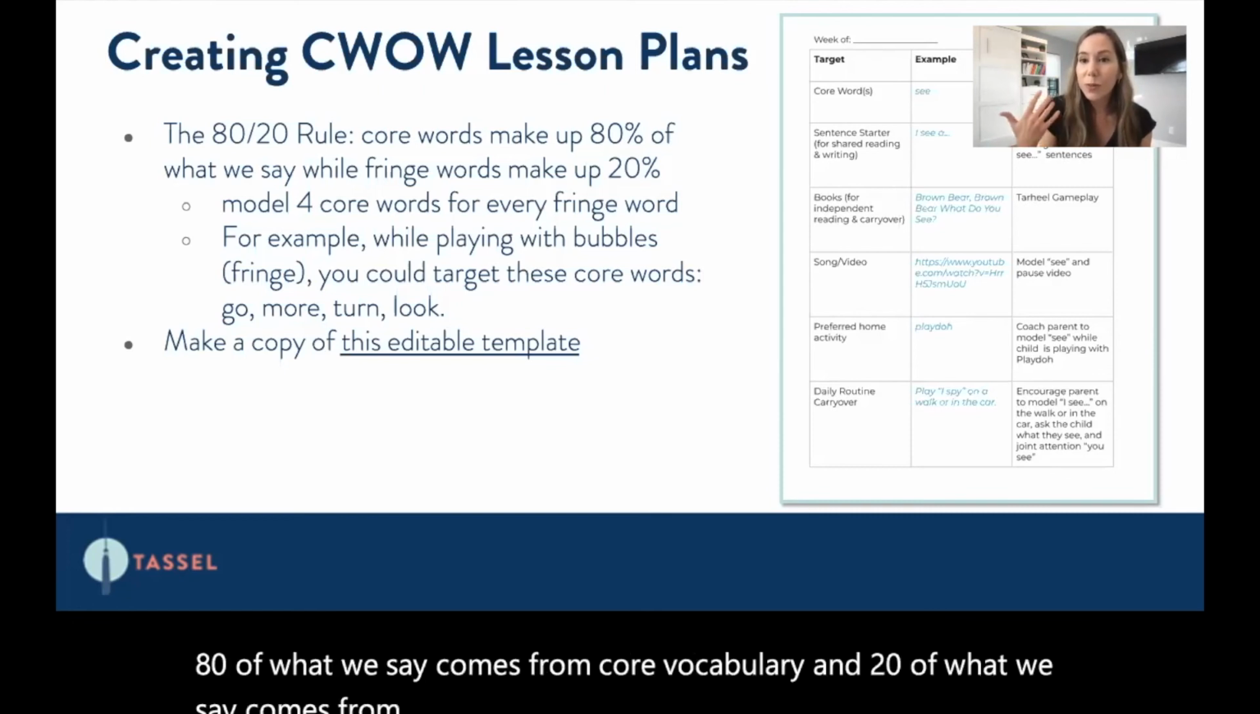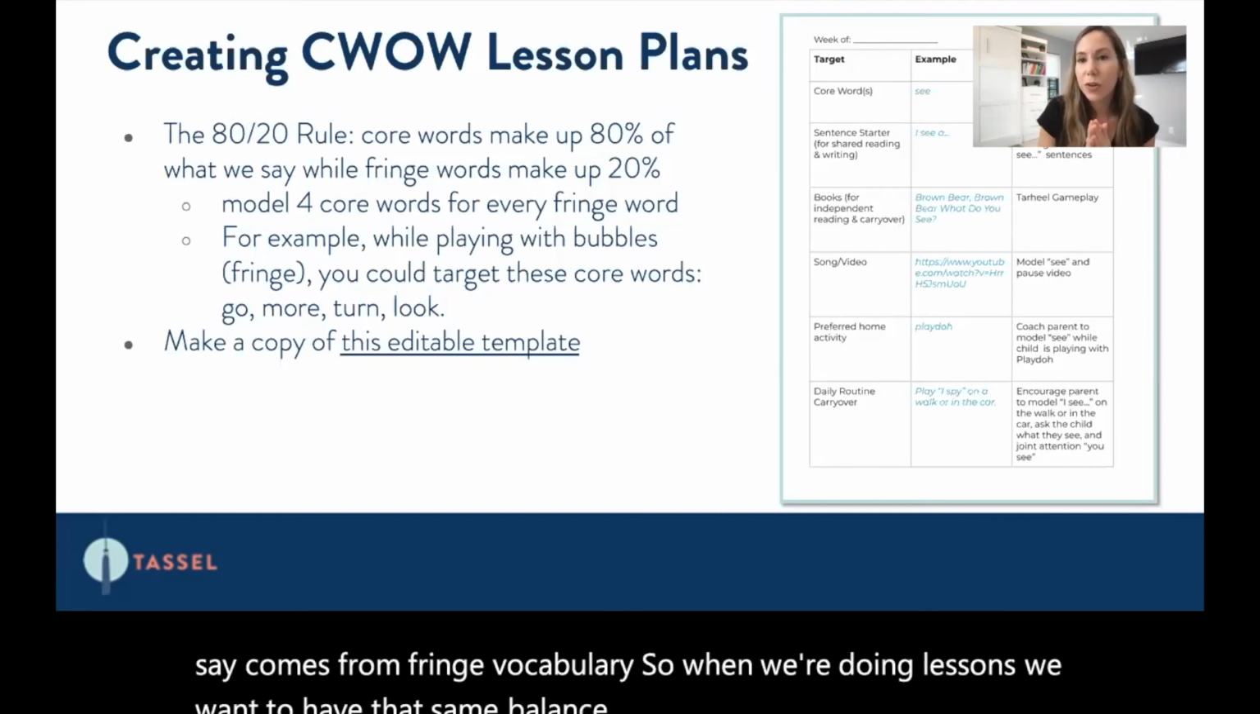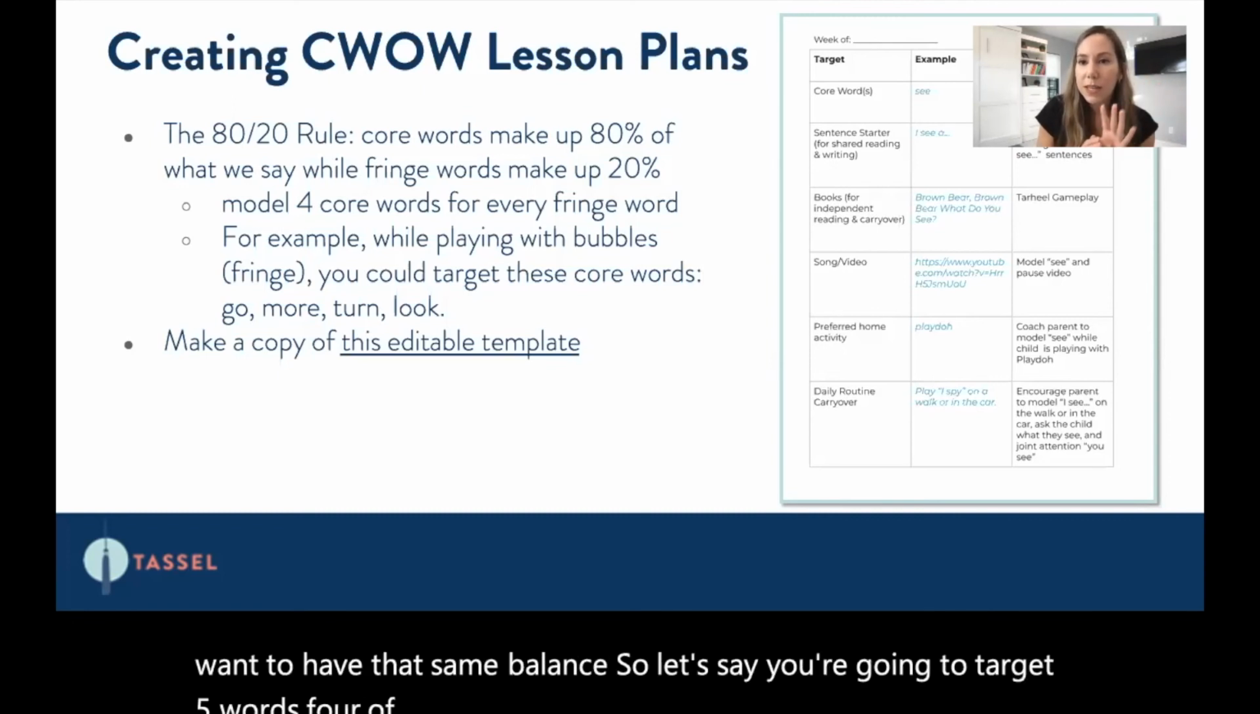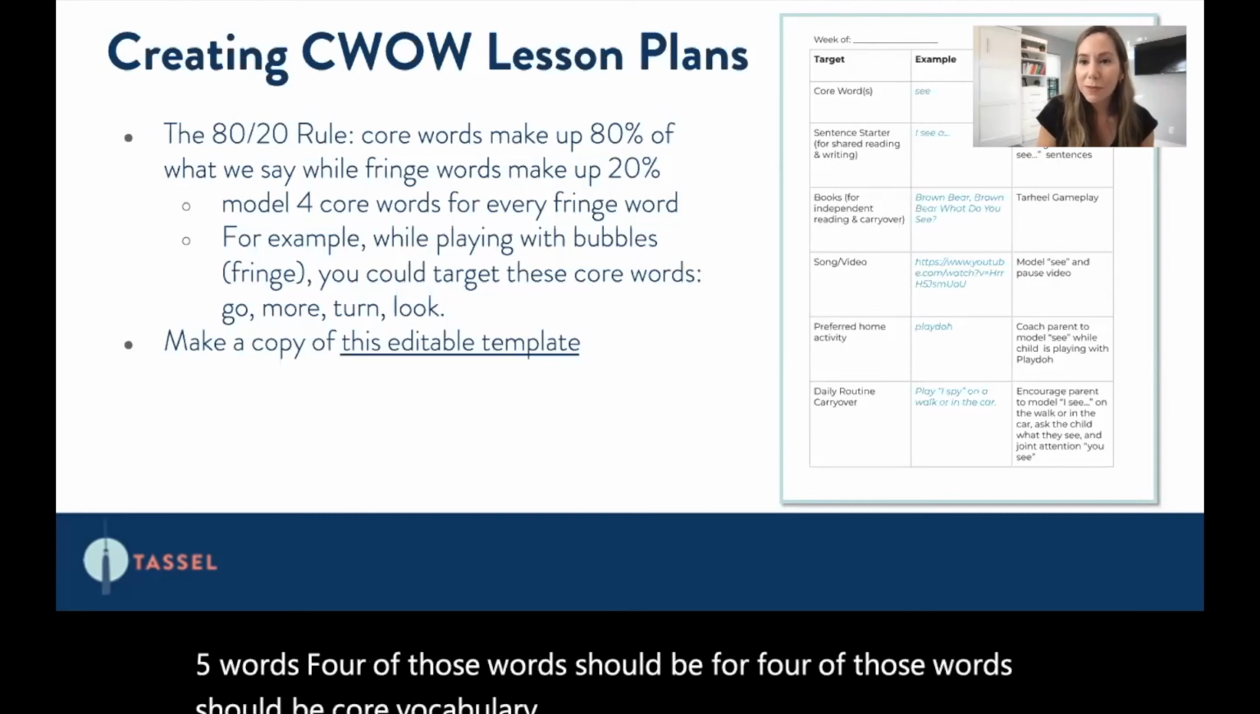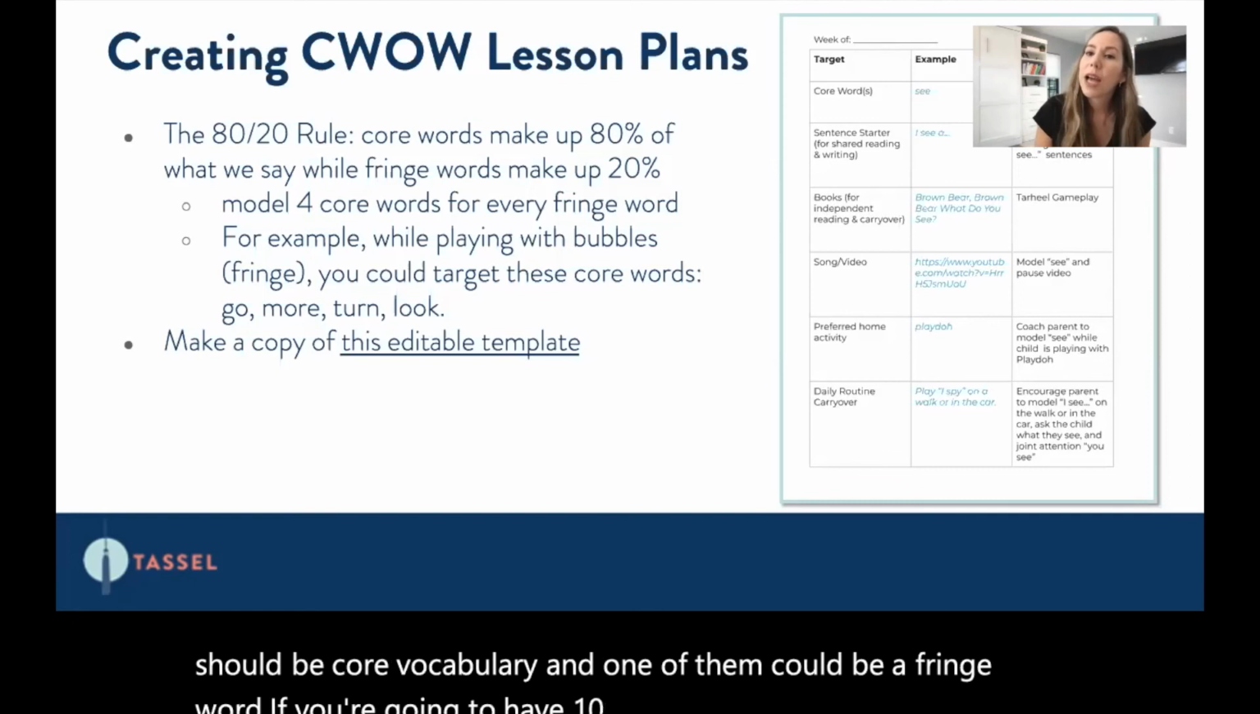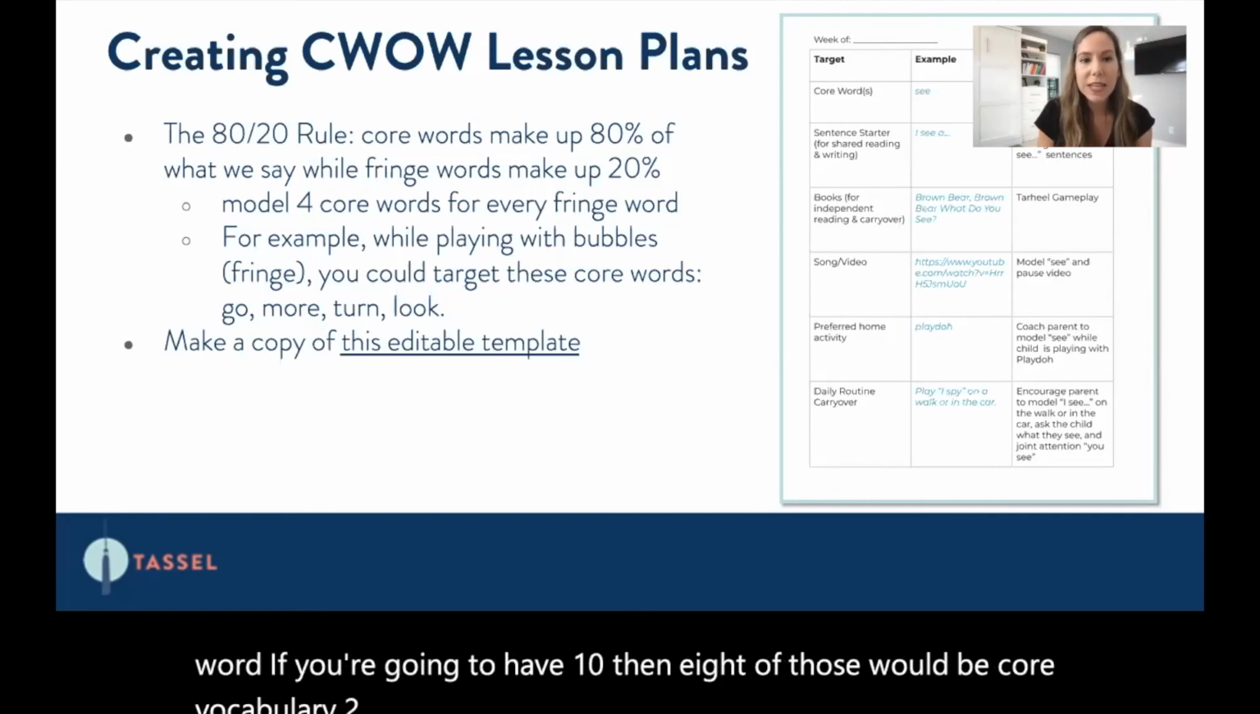So when we're doing lessons, we want to have that same balance. So let's say you're going to target 5 words. 4 of those words should be core vocabulary, and 1 of them could be a fringe word. If you're going to have 10, then 8 of those would be core vocabulary, 2 of them would be fringe words. And here's an example as well.